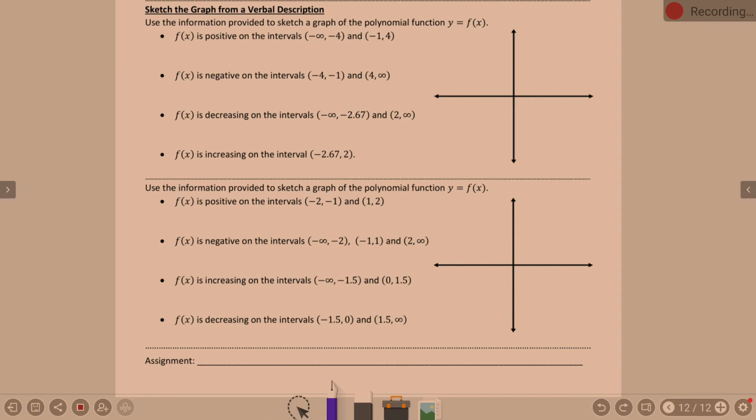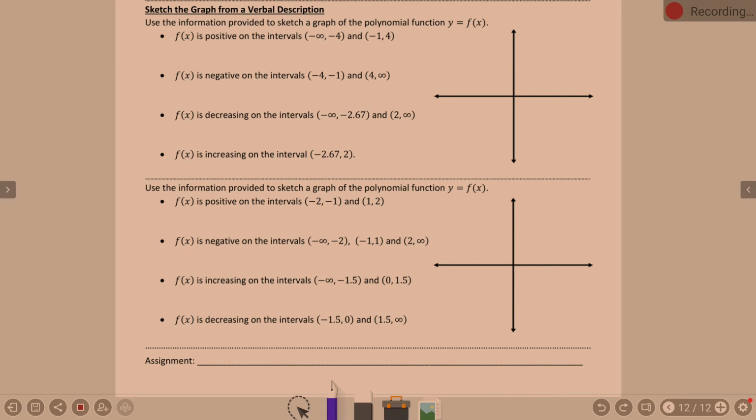Last part is sketching the graphs. Now, we sketch the graph. Back in chapter 1, we talked about what it meant for a graph to be positive or negative and increasing and decreasing. I don't know how well it sunk in, but we talked about it. So, here's a blank grid, and here's some information. This graph isn't going to be very specific, but we're going to sketch a graph.